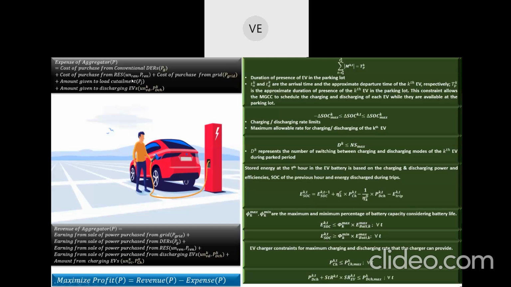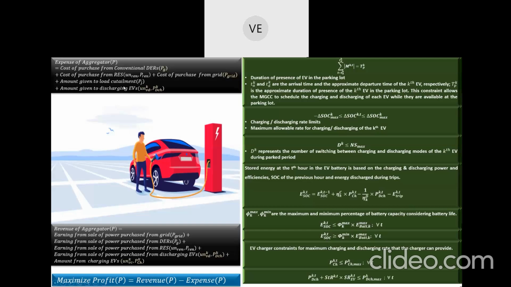Now, there is a load curtailment activity also. The house owners, the residential consumers, have communicated with the operator that some of our loads are flexible. So for this load curtailment, they are incentivized. They are given an amount. It is an expense for the aggregator. He gives money and he's only incentivizing them, right?